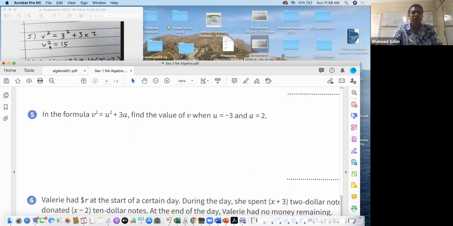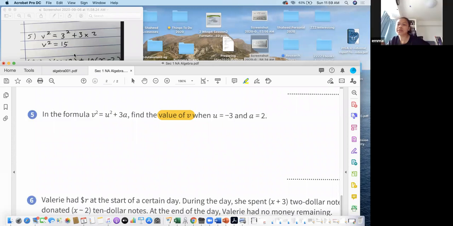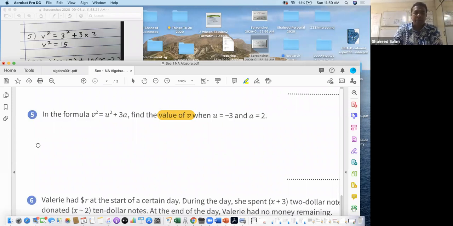Yeah. Now you find what is V squared. Well done. This part is correct. But they're asking you to find what's the value of V. You have found what is V squared. They want to know what's the value of V. So you found V squared. What's the value of V? Decimal.